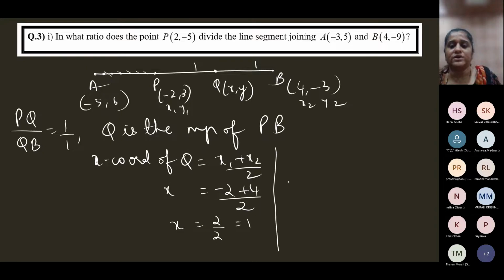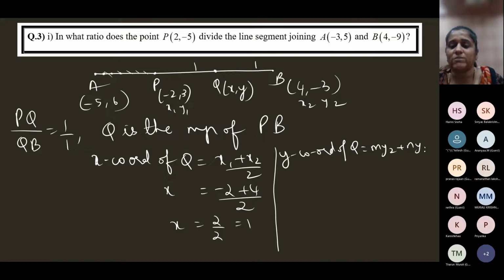Similarly, the Y coordinate of Q. Q is only the point of division or the midpoint. So the formula is used to find the Y coordinate of Q: (m·y2 + n·y1)/(m + n).